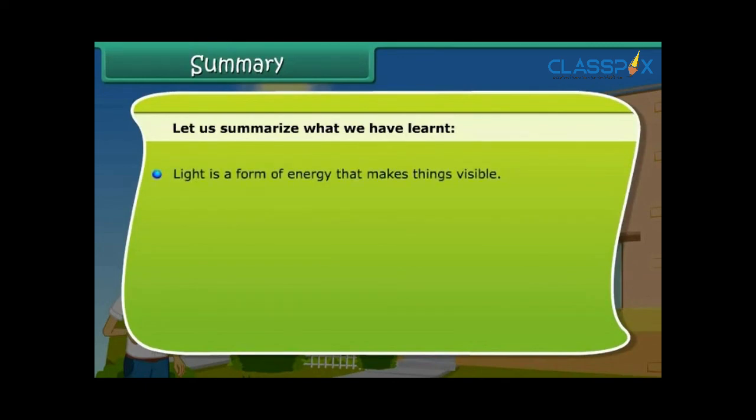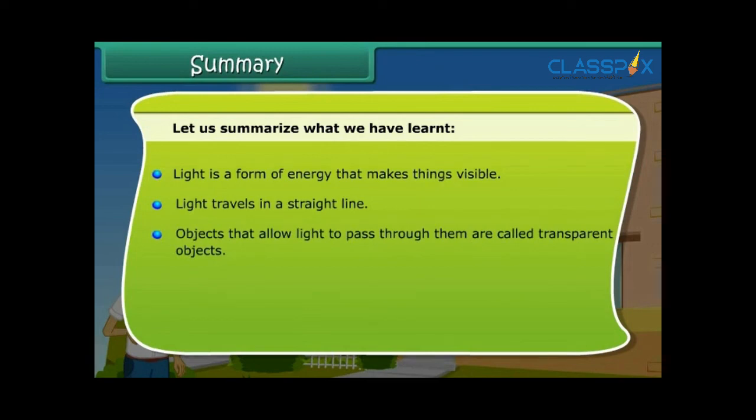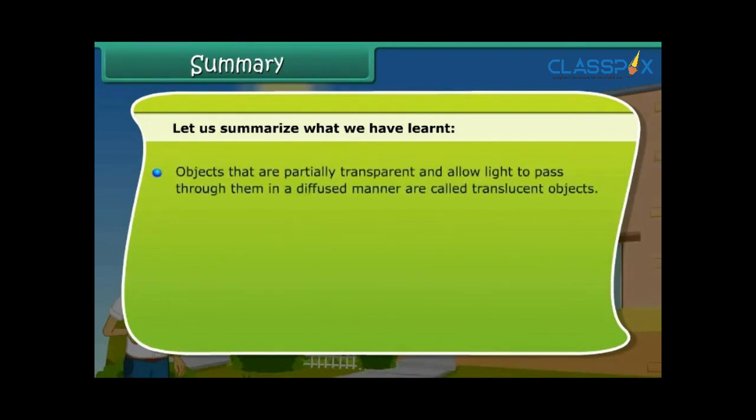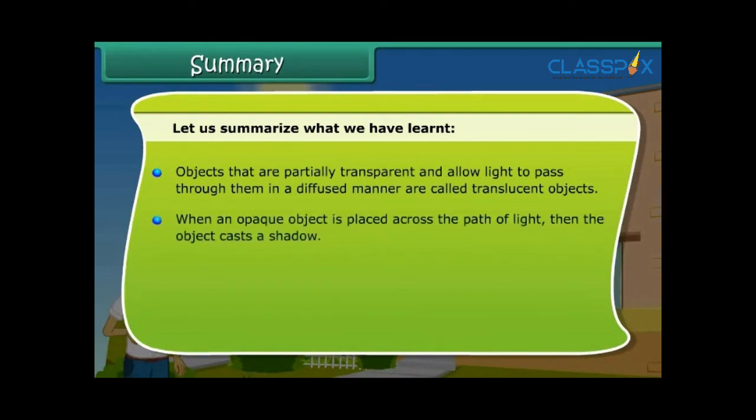Light is a form of energy that makes things visible. Light travels in a straight line. Objects that allow light to pass through them are called transparent objects. Objects that do not allow light to pass through them are called opaque objects. Objects that are partially transparent and allow light to pass through them in a diffused manner are called translucent objects. When an opaque object is placed across the path of light, then the object casts a shadow. Change of direction of light by a shiny surface is called reflection of light.